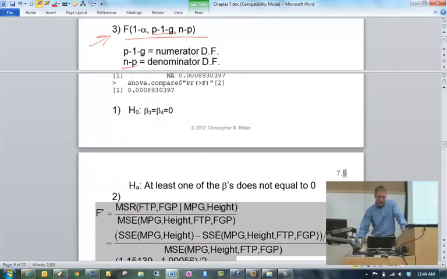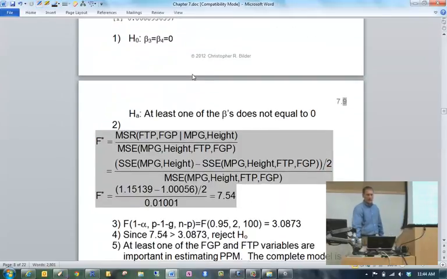So here, let me remove the split screen. So here's everything formally written out. Again, on a test, I'd like you to formally write everything out to make sure that you understand what's going on. So I state H0, which is beta 3 and beta 4 are equal to 0.